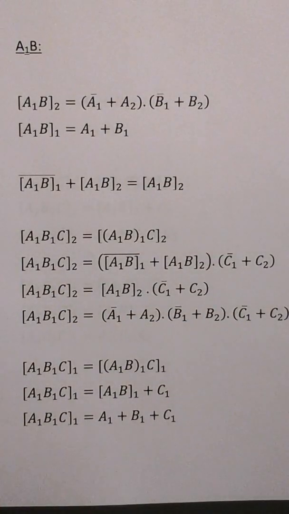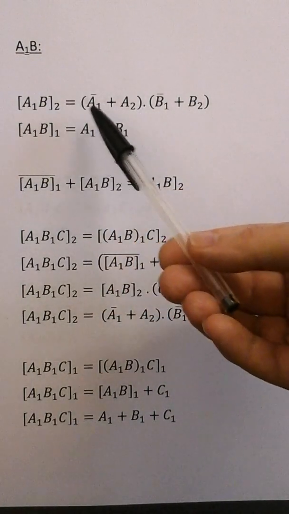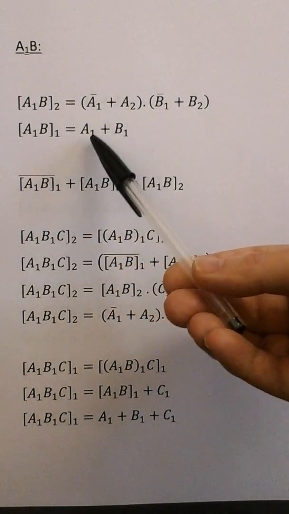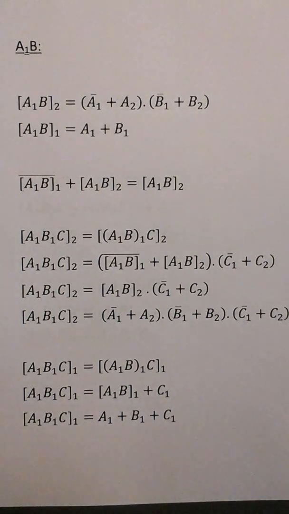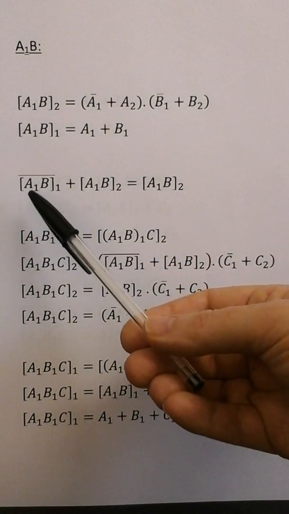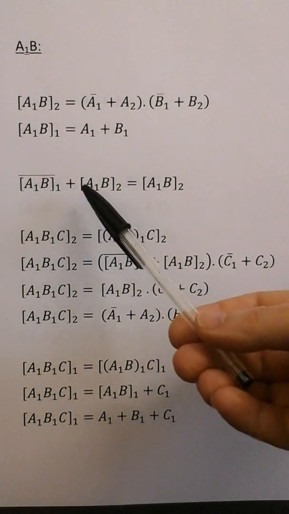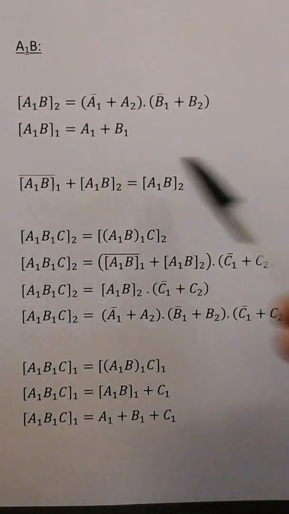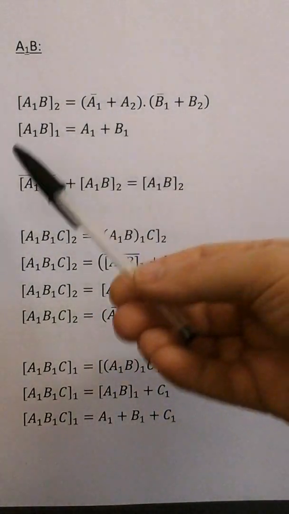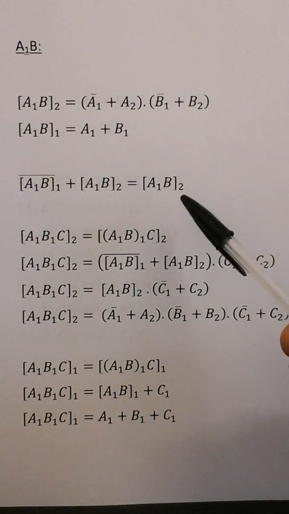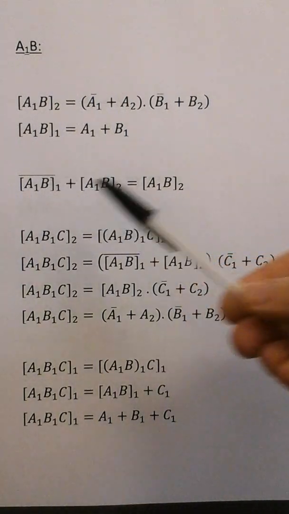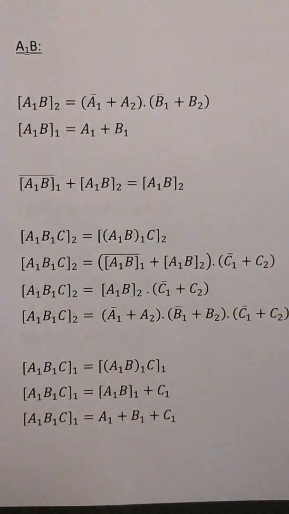So here we have A1B. A1B2 equals not A1 or A2 and not B1 or B2. And A1B1 equals A1 or B1. Now I'm going to use the relationship not A1B1 or A1B2 equals A1B2. Now you can prove this by truth table, which I've done. I've tried it, yeah, it works, but you can prove it algebraically, but I'm not going to prove it algebraically here. I'm just going to state it and say that you can prove it by truth table.